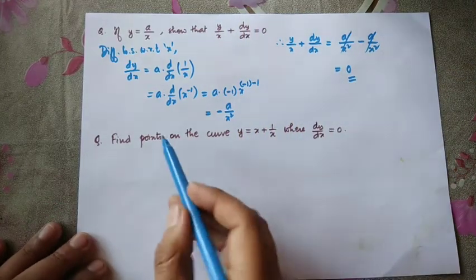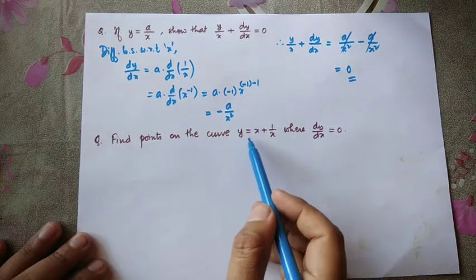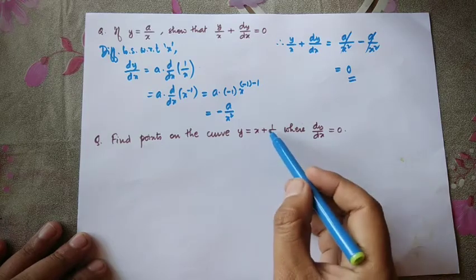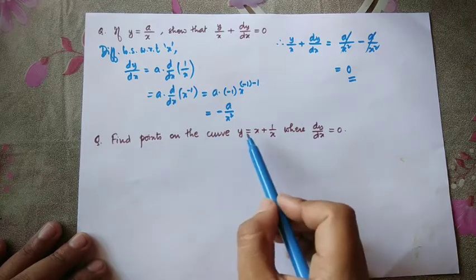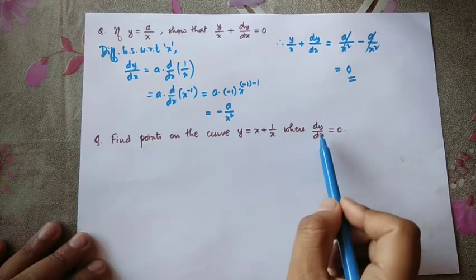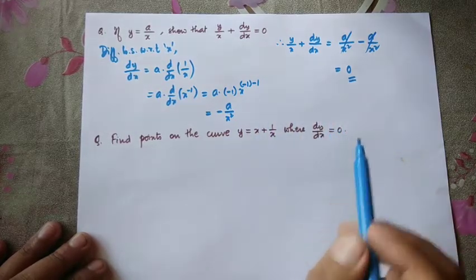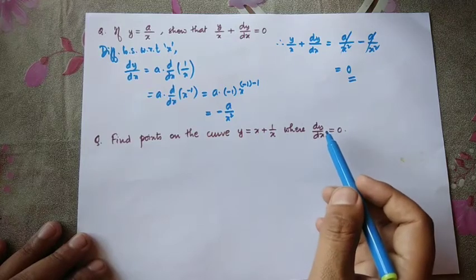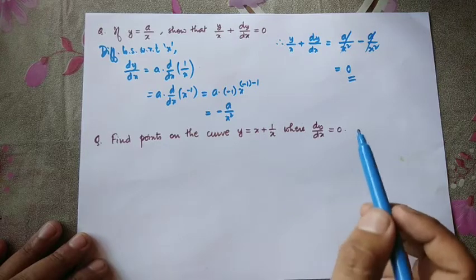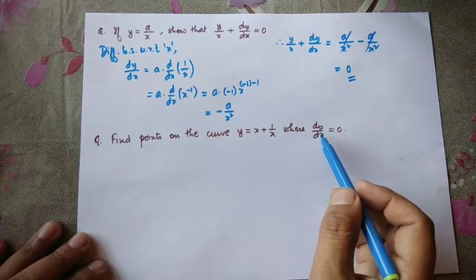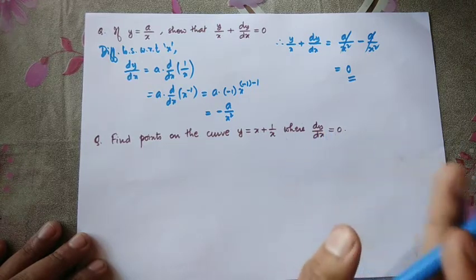Now let us try to understand this particular question. Question says, so there's a curve y equals to x plus 1 by x. Now we need to find the points on the curve, this one, where dy by dx is 0. Now let us try to understand what is the meaning of this particular question. Now when we started our differentiation or derivatives, that time I said dy by dx gives you the slope of the tangent to the given curve.